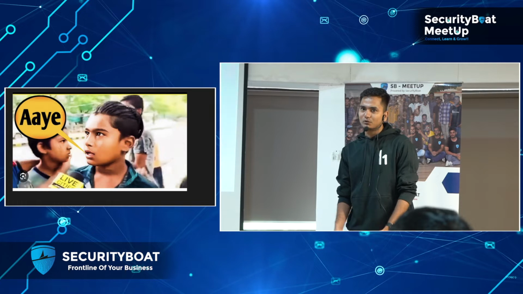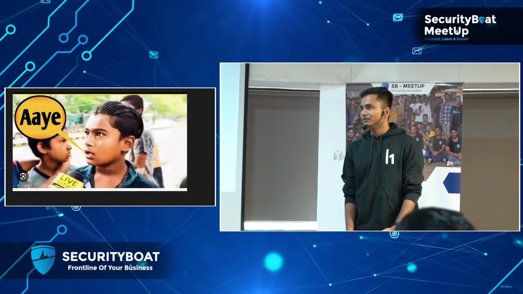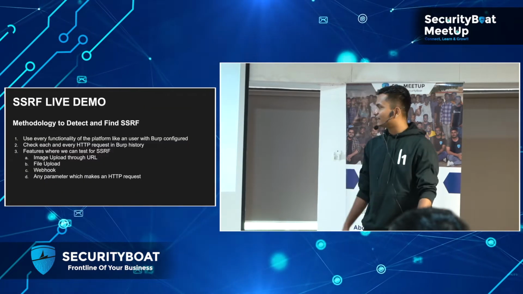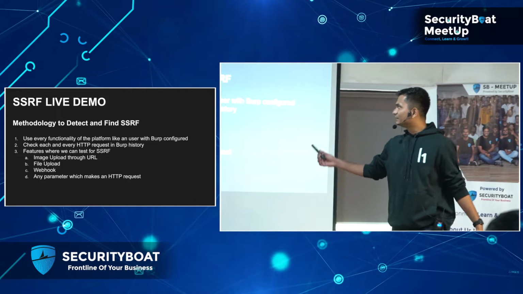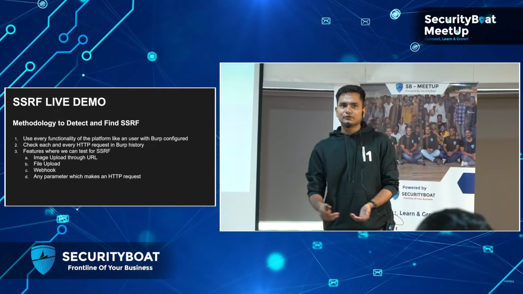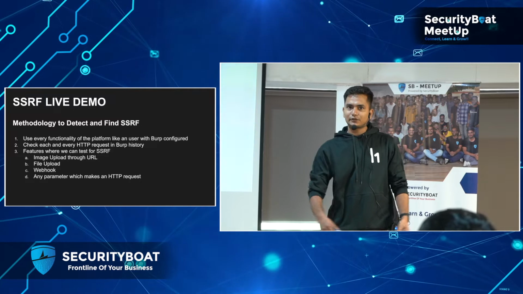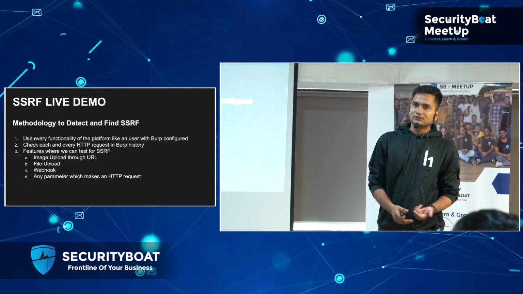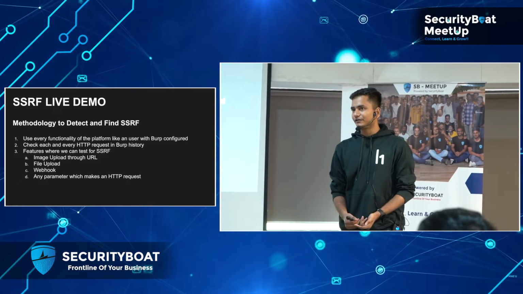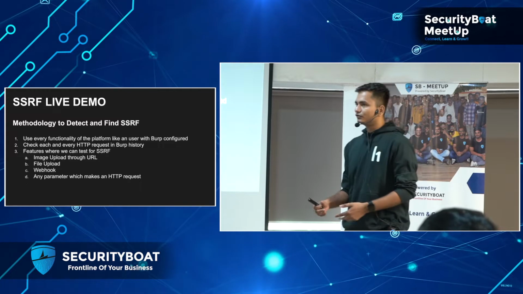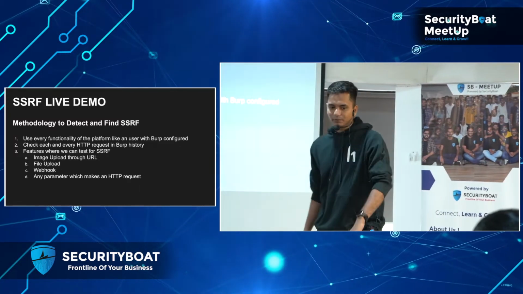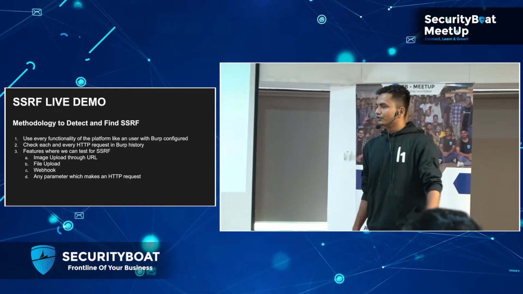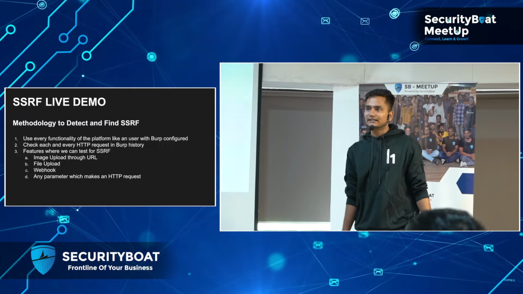Let's see a live demo. I have set up a lab, and I will be demonstrating how you can find and exploit SSRF. This is the general methodology you can follow. You can use the application as a normal user and try to go through all the features the web application has. Then in the HTTP history you can see all the logs, and you can try to find the endpoints which are capable of making an HTTP request to an arbitrary domain, or which make an outbound request. So it is a potential candidate for finding an SSRF issue.